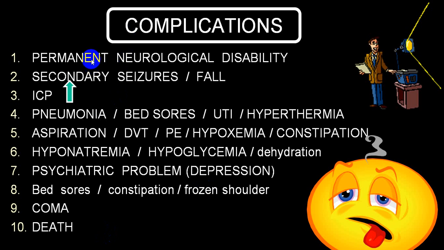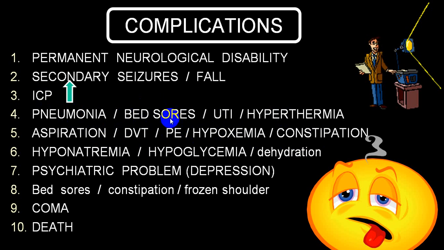As far as complications are concerned, because of an infarct, you can have a permanent neurological disability. You can get secondary seizures, and because of that disability, a person can have a fall. A person can develop raised intracranial pressure and complications because of it. During a bedridden position, pneumonia, bed sores, UTI, hypothermia are quite common. Aspiration pneumonia, DVT, pulmonary embolism, hypoxia, constipation, hyponatremia, hypoglycemia, dehydration. These are some of the things which can happen during a hospitalization.